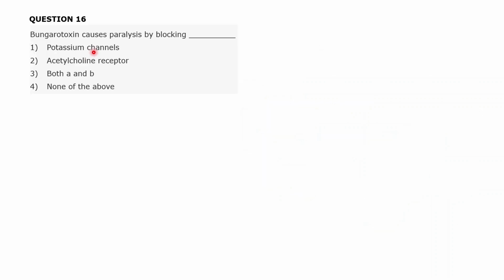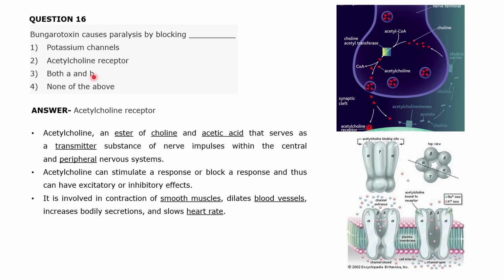Coming on to question number 16. Bungarotoxin causes paralysis by blocking potassium channel, acetylcholine receptors, both A and B, and none of the above, which might be the answer. Okay, I'm getting option number 2, acetylcholine receptor. Any other option? Okay, so basically you're right. The answer to this question is acetylcholine receptor.